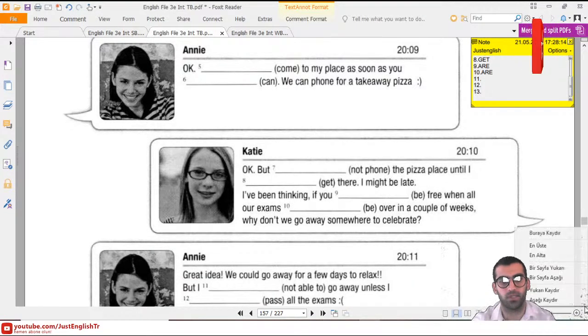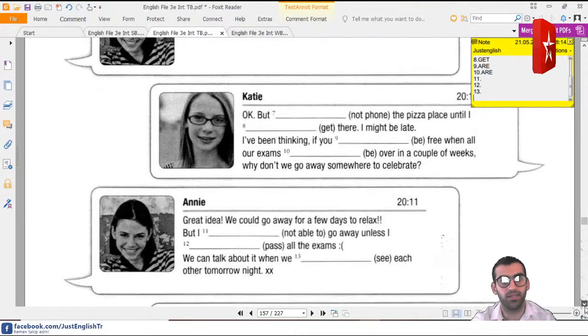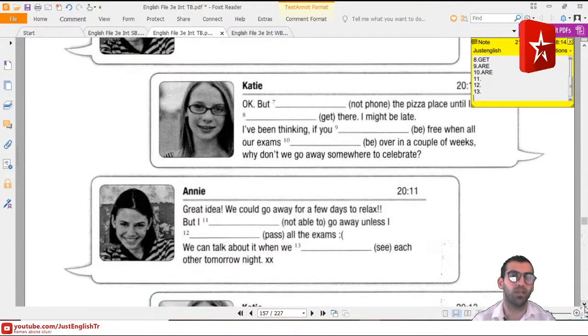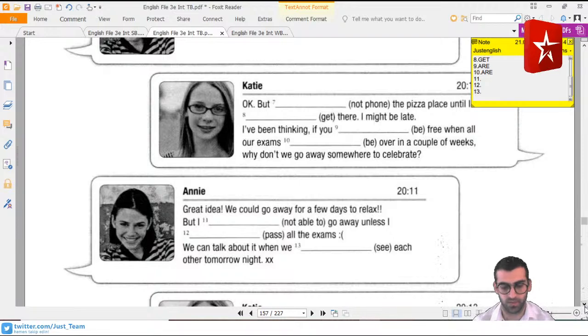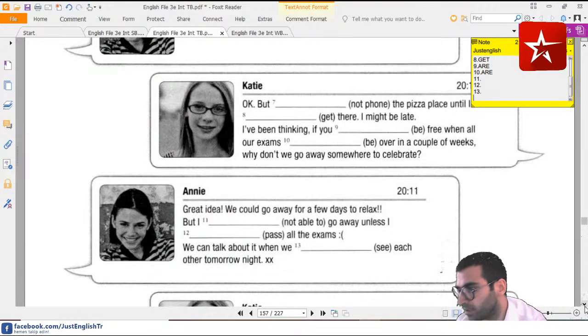Annie says, great idea. We could go away for a few days to relax, but I won't go away unless I pass all the exams. We can talk about it when we see each other tomorrow night. So for number 11, I am waiting for your answers for 11. What should we use for 11, guys? Can you let me know?